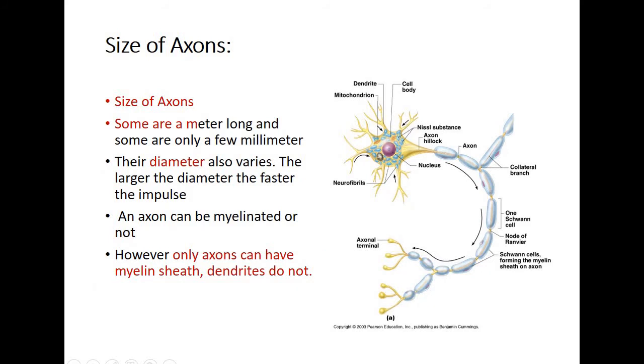The size of the axon is variable. Some are a meter long and some are only a few millimeters. Their diameter is also variable. The larger the diameter, the faster is the impulse conduction, and the axon may be myelinated or it may not be myelinated. Only axons can have myelin sheath. The dendrites don't possess myelin sheath.